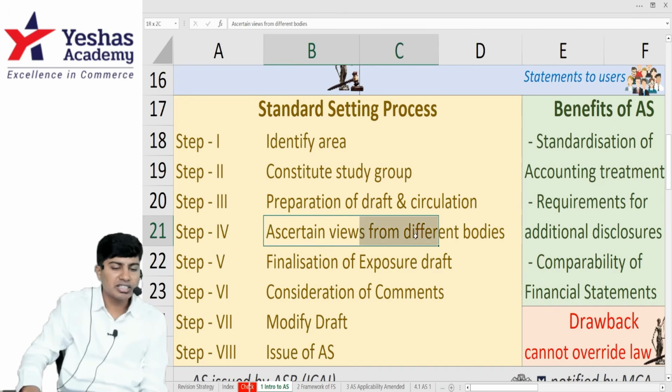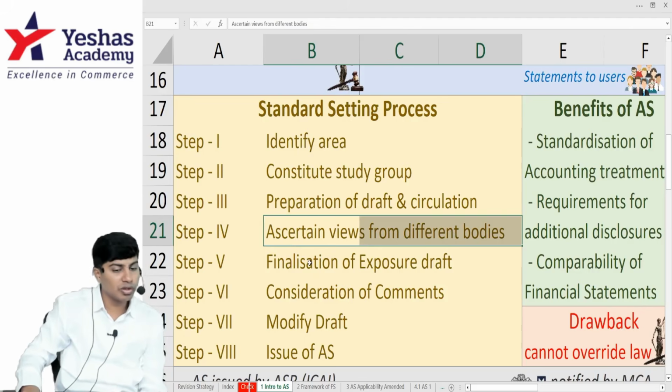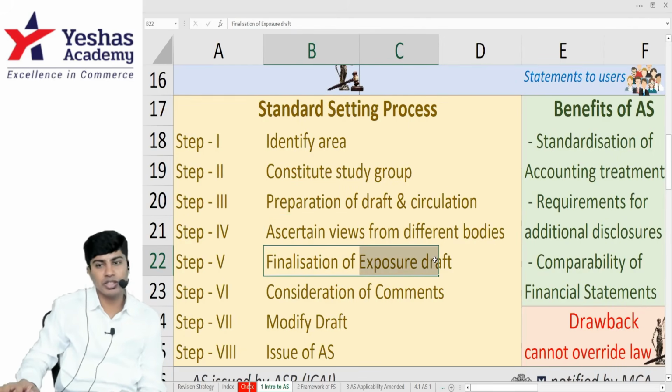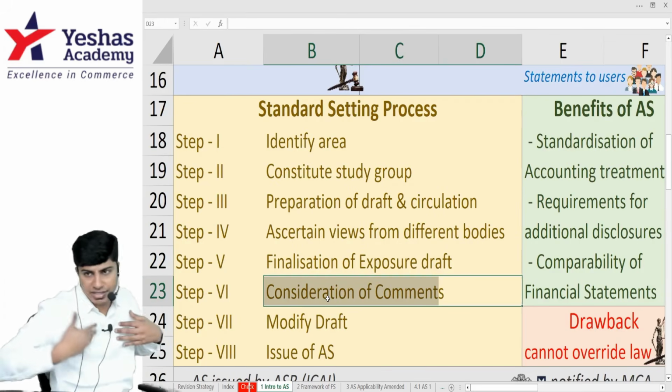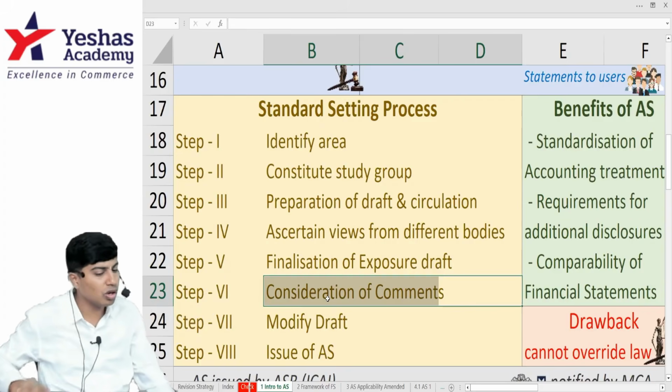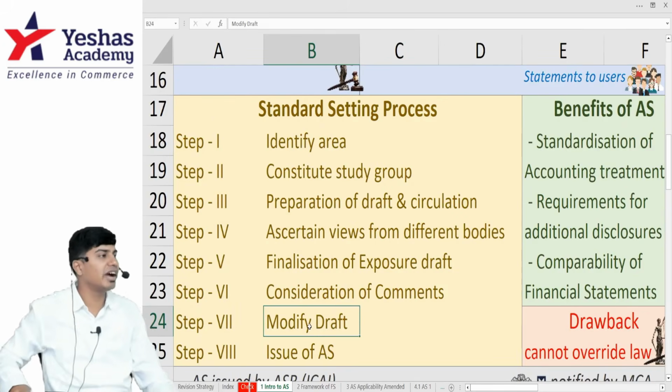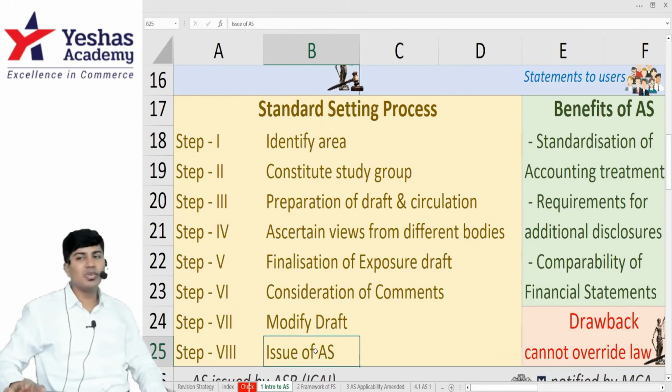Among whom? Ascertaining views of different bodies, ICAI, ICSI, SEBI, all of these people. Then finalize the exposure draft. After that, consider the comments. Whose comments? Public comments. Then modify the draft. Finally, you will issue the accounting standard.